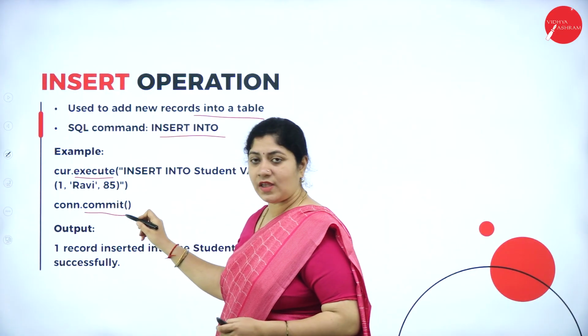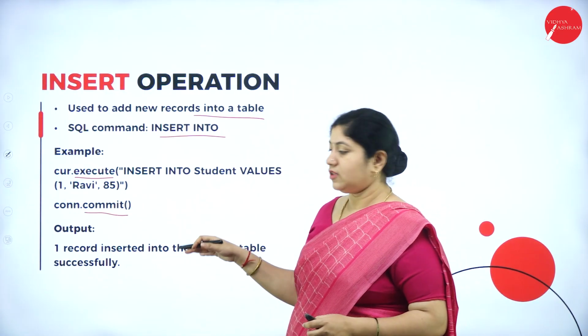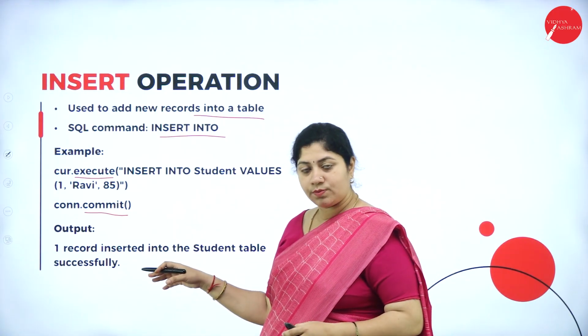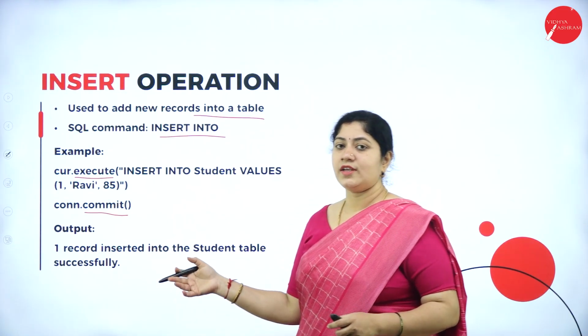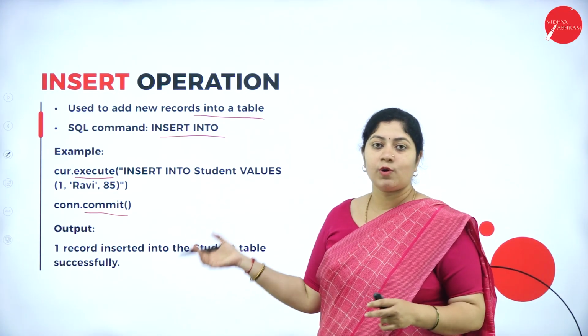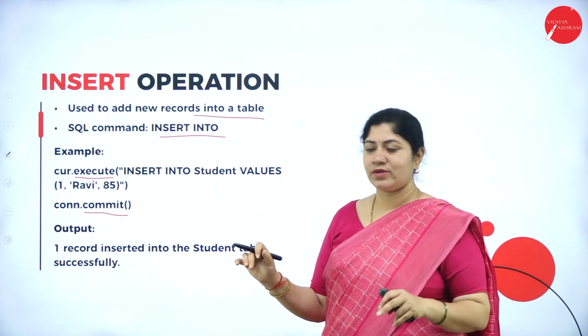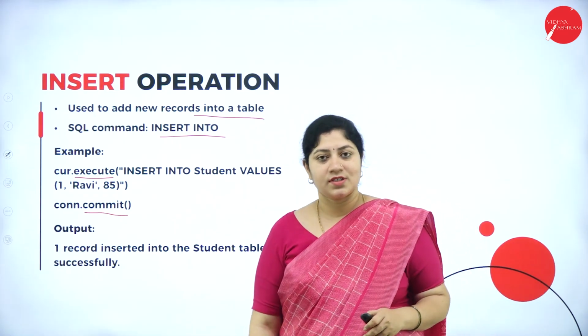So I have to confirm that. That's through connect.commit. All right, it's done, and at the output, what do we get? The record should be inserted, and along with that, a display message showing one record inserted into the table successfully, or whatever you give inside the print statement.